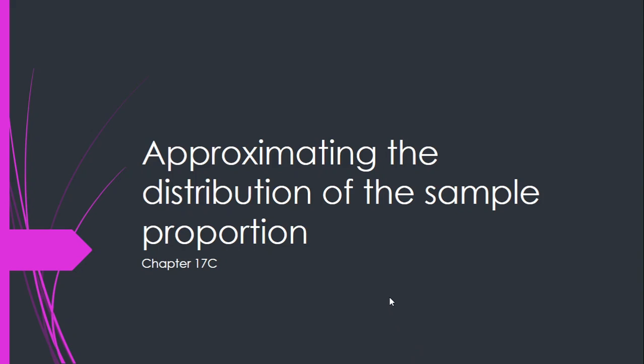Let's continue with 17C. So what we're going to look at is how to approximate the distribution of a sampling proportion.